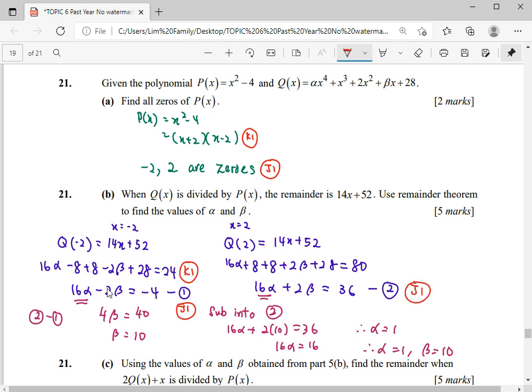So we have two simultaneous equations, same concept here: the remainder theorem. Both equations come from the same concept. Then solving our simultaneous equations to get to the answer. So this is how we score these 5 marks.